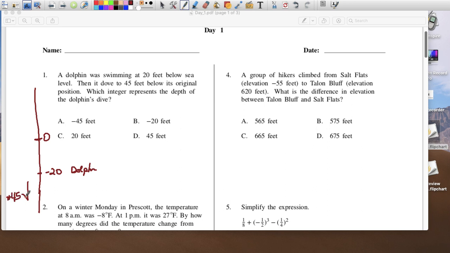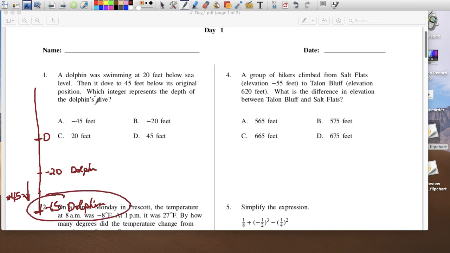Let me take that plus sign out of the way. Went further down 45 feet. So what's the dolphin's new depth, right? So the dolphin is obviously a little bit deeper. And if you're at negative 20 and you go down, so think of an apartment or an elevator, and you go down 45 floors from negative 20, you'll end up at negative 65. So in this case, negative 65 feet. Which integer represents the depth of the dolphin? It should be negative 65.